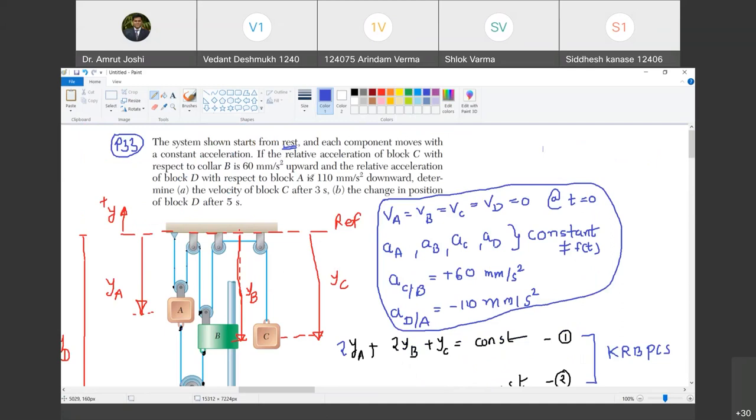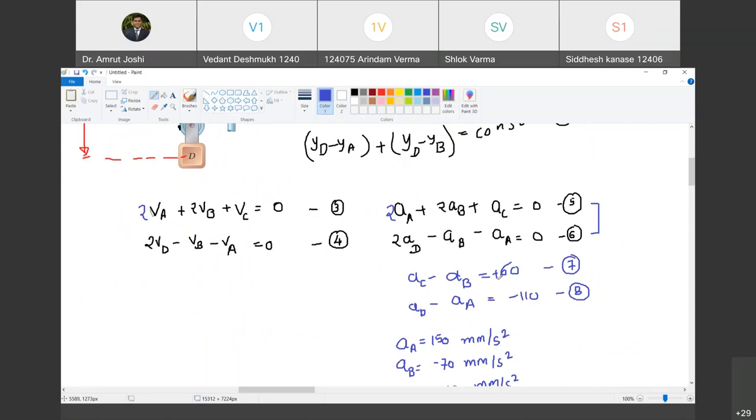Now, we need to find out the remaining accelerations. So, how do we do that? We are going to use these 2 conditions. What is the first condition? Acceleration of C with reference to B is plus 60. But what is acceleration of C with reference to B? It is AC minus AB. Do you agree with me? Yes, sir. So AC minus AB is plus 60 and similarly AD minus AA is equal to minus 180.